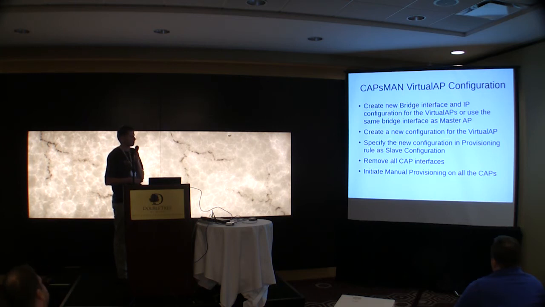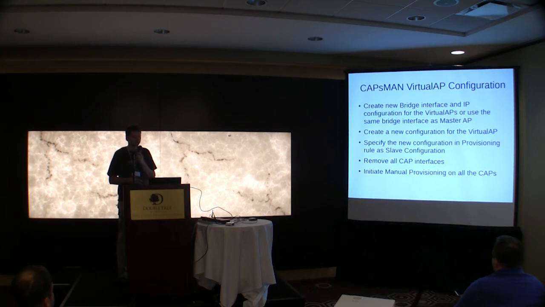Then you create a new configuration for virtual IP, and to apply this configuration you need to specify this new configuration as a slave configuration. I will show you the slide. Then you need to remove all your dynamic AP interfaces or just reboot them. And you need to initiate manual provisioning on all the CAPs, like I showed you how to do this manual provisioning. Just select all CAPs and click provision.